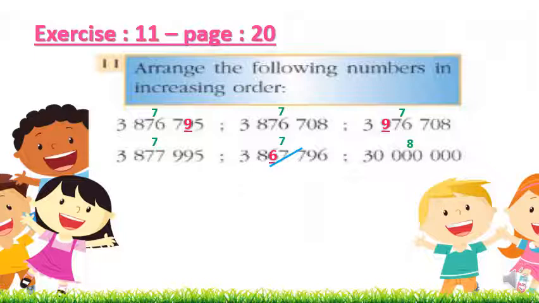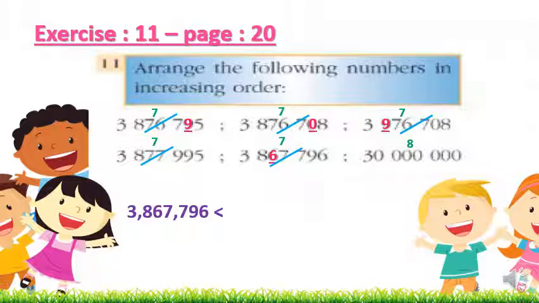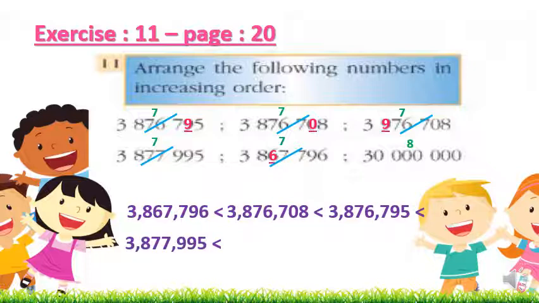Then if we continue with the other three numbers, here we have 333, 888, 777, 677. Up here we have 6 and 6, then we continue 7 7, here we have 9, here we have 0, and 0 is less than 9. So the second number is 3,876,708. Then we take this number, then this number, and we go to the 9, and the last one has 8 digits. Let's write them. The first one has 6 as 100,000, then this number, then this one, and the last number is 30 million.